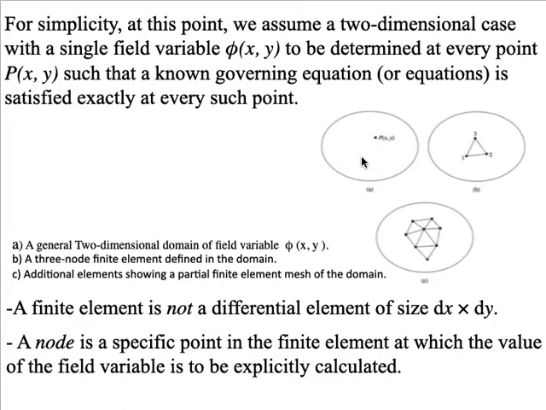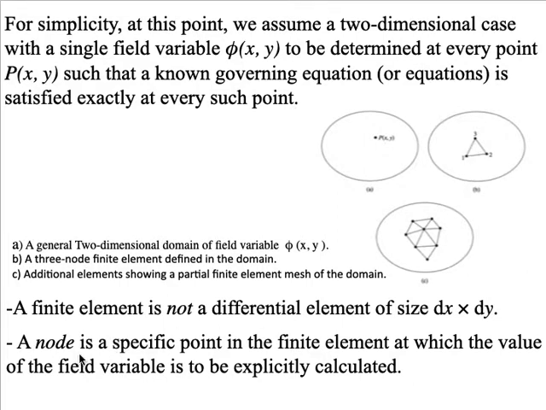Here in the figure, we see a general two-dimensional domain of a field variable phi(x, y), and A B is a three-node finite element, with nodes 1, 2, 3, defined in the domain. The third is an additional element, showing a partial finite element mesh of this domain. A finite element is not a differential element of size dx by dy.